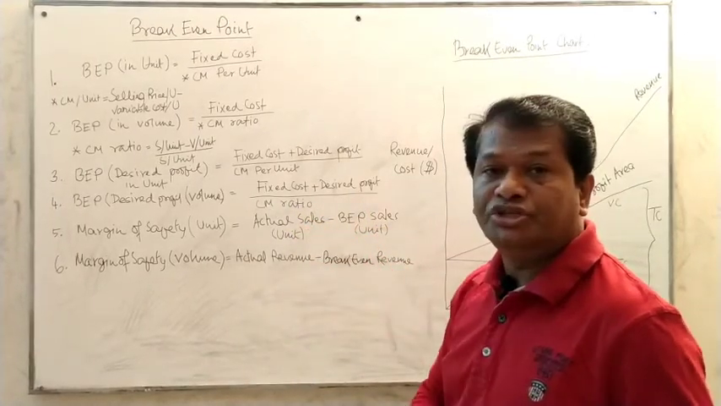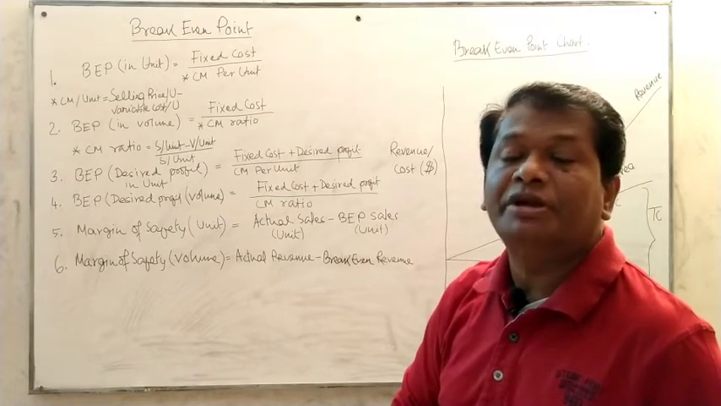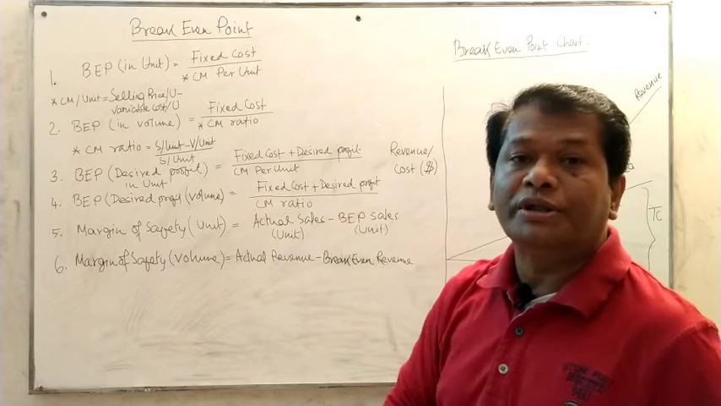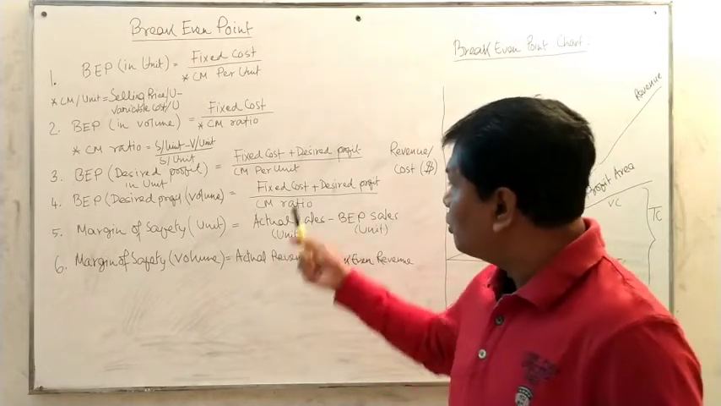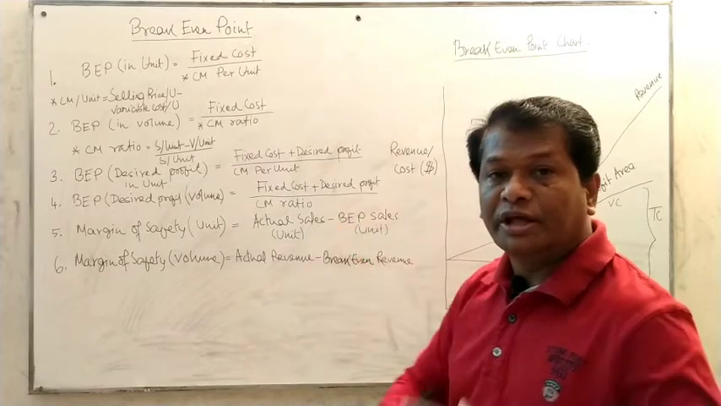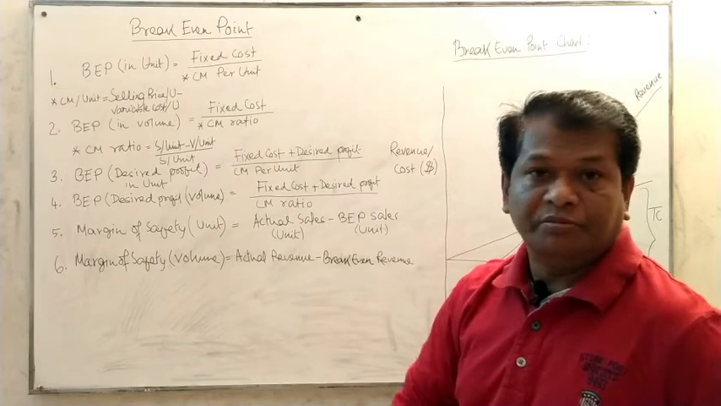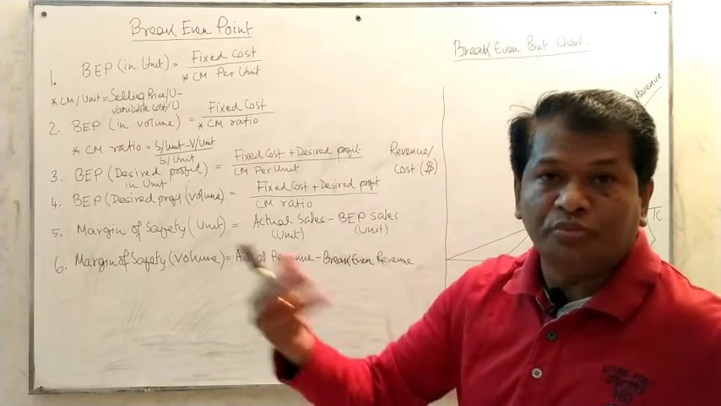Contribution margin ratio means selling price per unit minus variable cost per unit, divided by selling price per unit. Then you get the contribution margin ratio. So fixed cost plus desired profit divided by contribution margin ratio. The figure you get is the volume, or the amount of sales. Maybe it is dollars or pounds or rupees, like this.